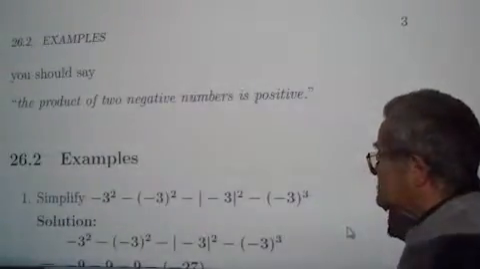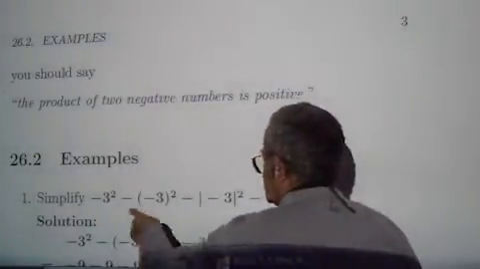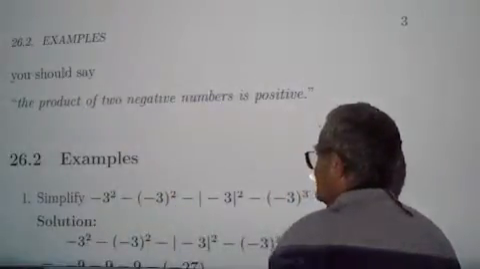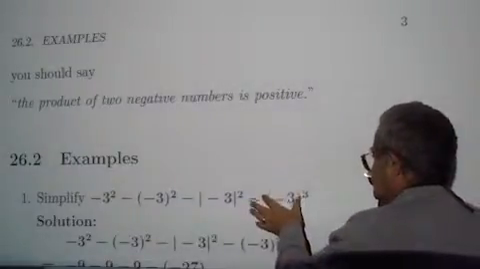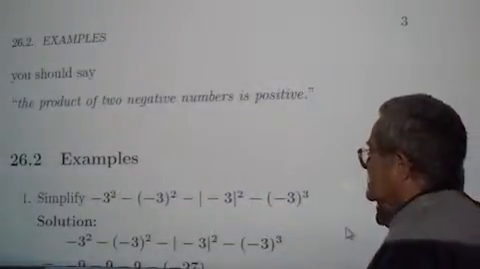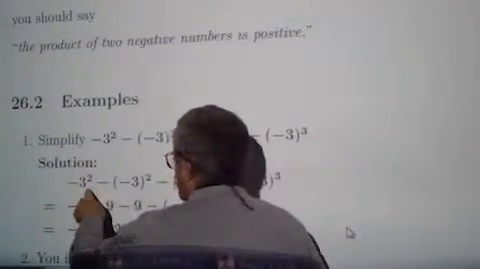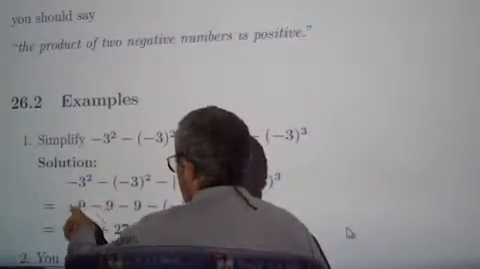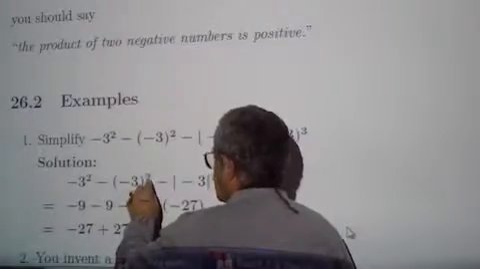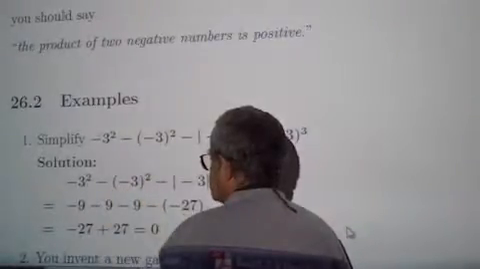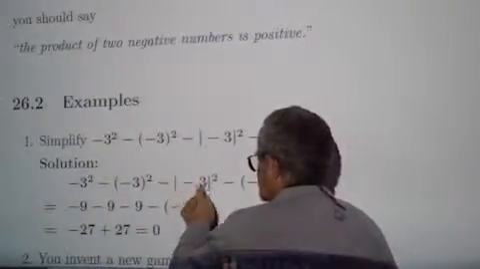Okay, some examples. We have negative 3 to the power 2 minus quantity negative 3 to the power 2 minus the absolute value of 3 quantity squared minus quantity negative 3 cubed. Okay. The 2 is only an exponent of 3, so 3 times 3 is 9. We have the opposite of that. A negative number times a negative number is a positive number because 2 is over all of the parentheses. So we have minus 9. The absolute value of 3 is 3. 3 squared is 9.